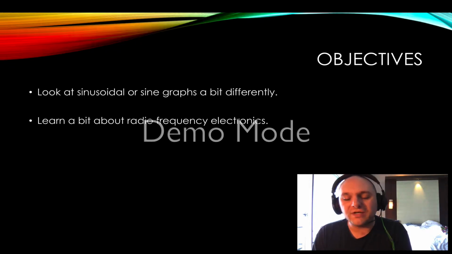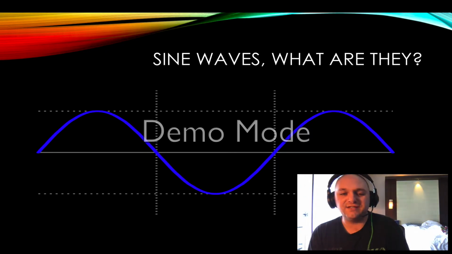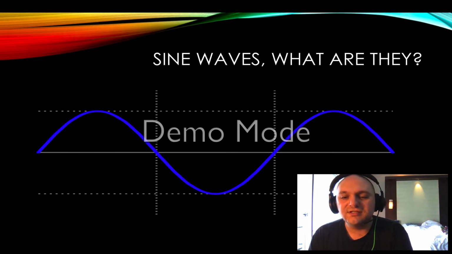Sine waves are everywhere, and this is kind of what they look like. The graph, the mathematical graph, is sine of x, and it's basically a wave shape. We call them sine waves because that's how they flow through the air or how they flow in electronics.